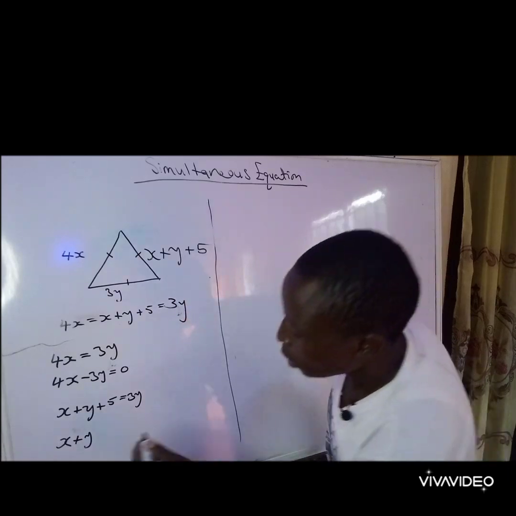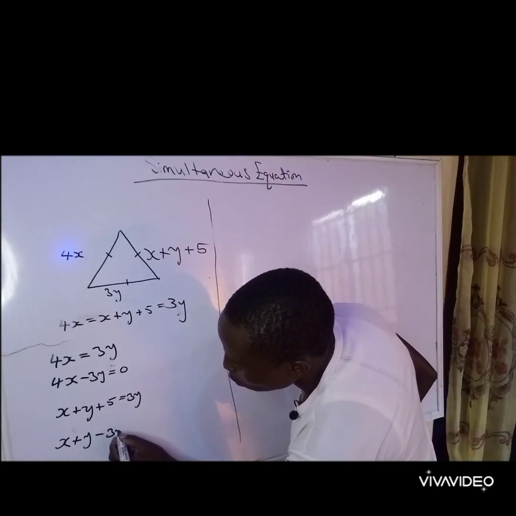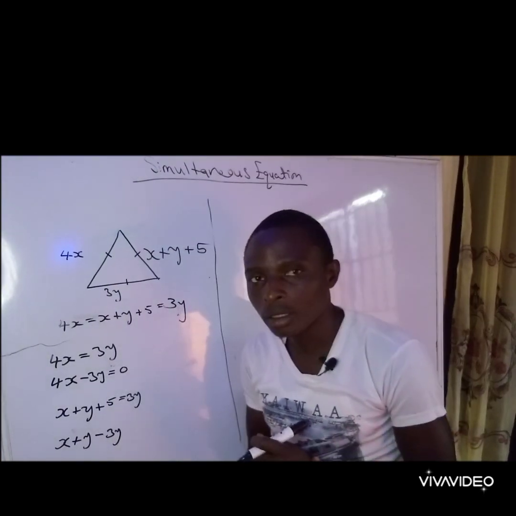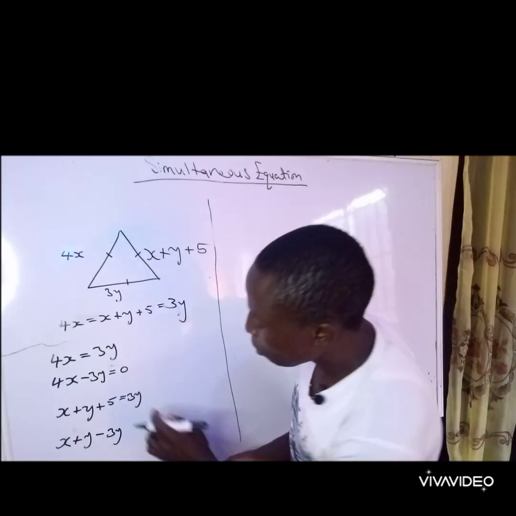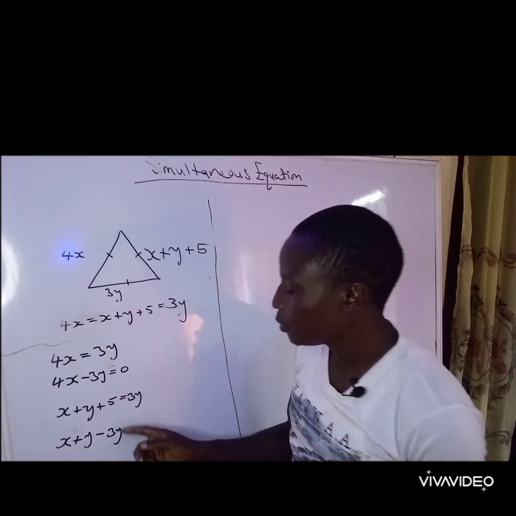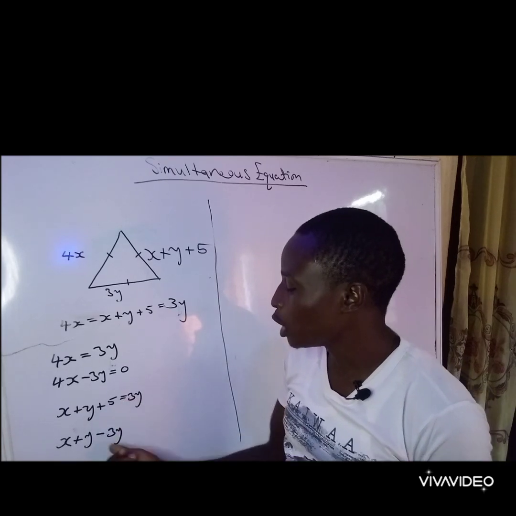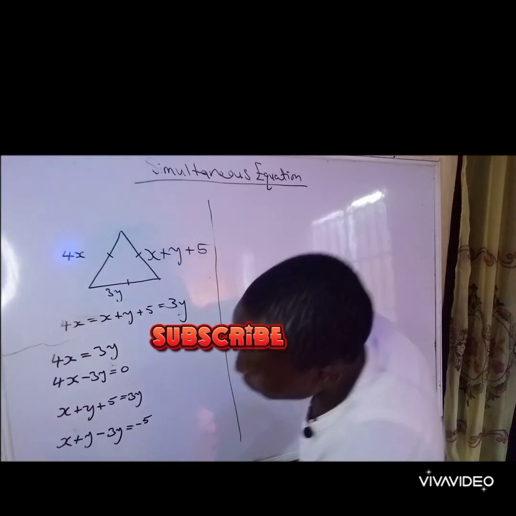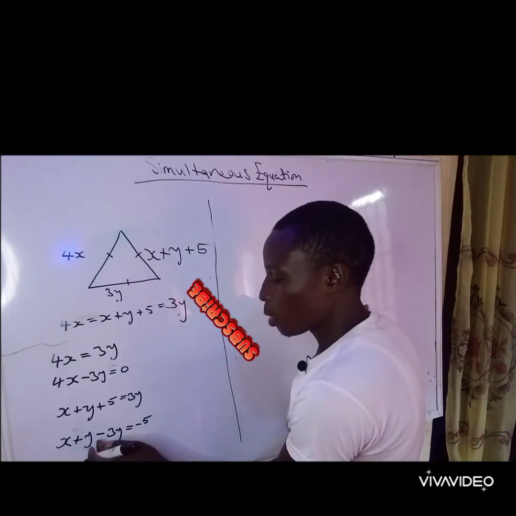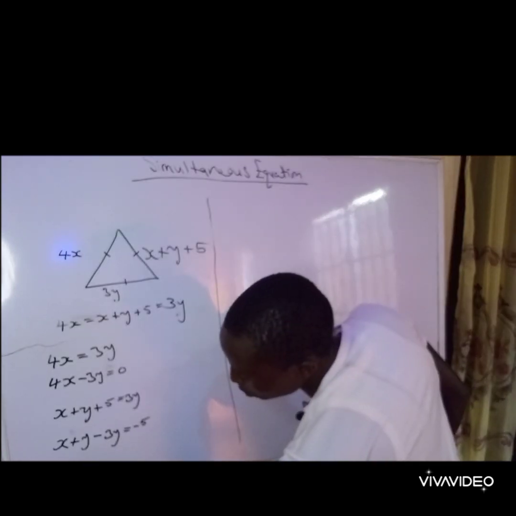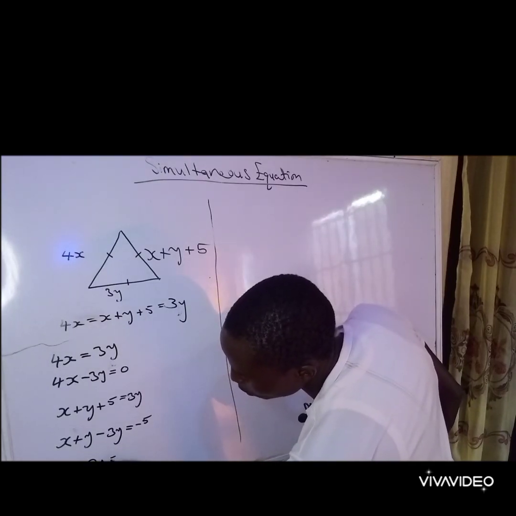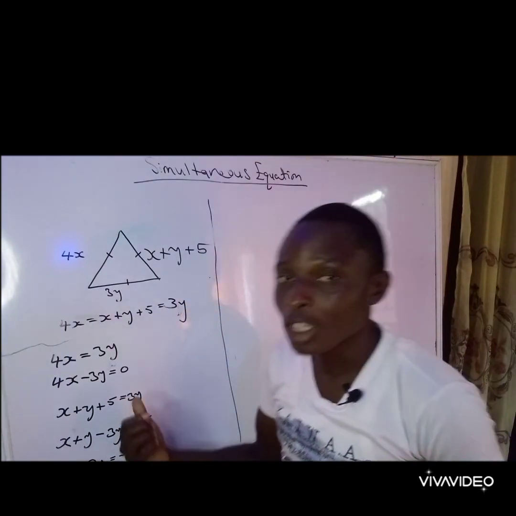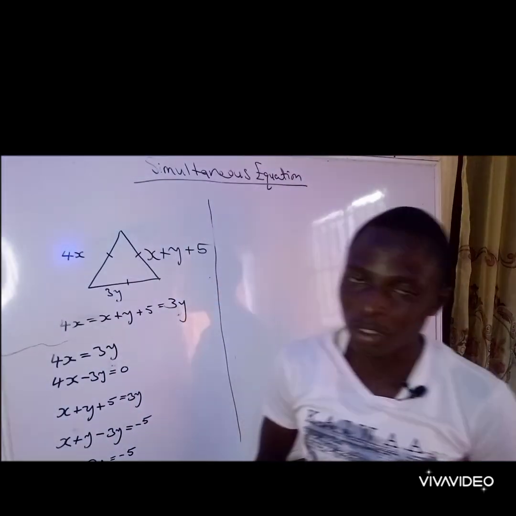I have 3y. Then I'll put minus 3y. The status of this 3y is in positive form, but by crossing this equality sign, the positive sign will change to negative, then equals to minus 5. Then I have x, y minus 3y is minus 2y is equal to minus 5. Yes, and this is our second equation as regards simultaneous equations.